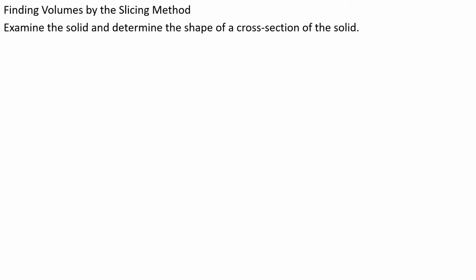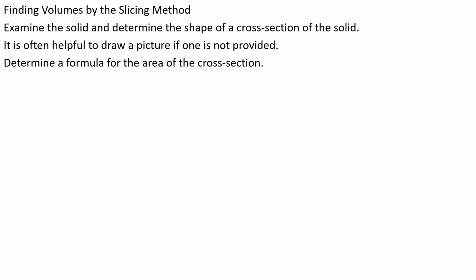Okay, so basic setup is that I have to take a look at whatever solid I'm going to work with. So maybe it's a sphere, maybe it's a cylinder, maybe it's a cone, maybe it's a rectangular prism. That's going to be the first example we actually do here. And then if a picture is not provided, I highly recommend you draw a picture. And then of course we've got to figure out the formula for the area of the cross section.